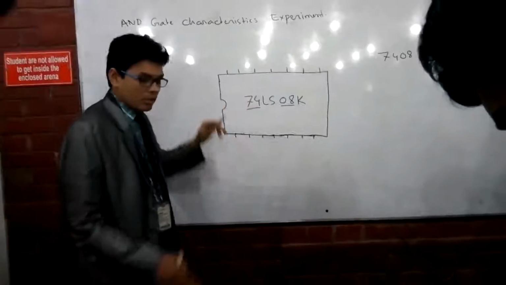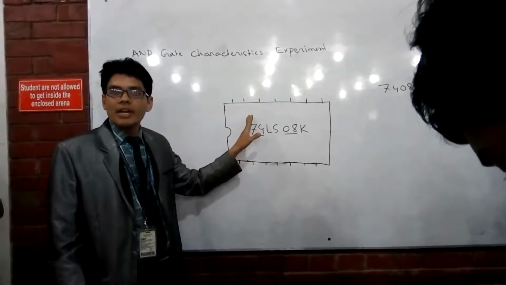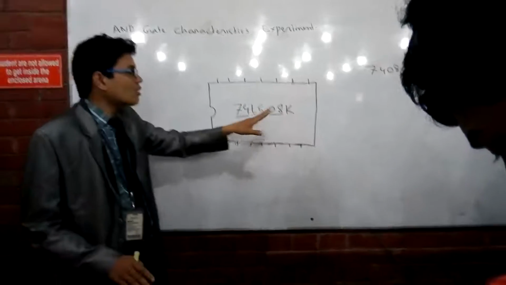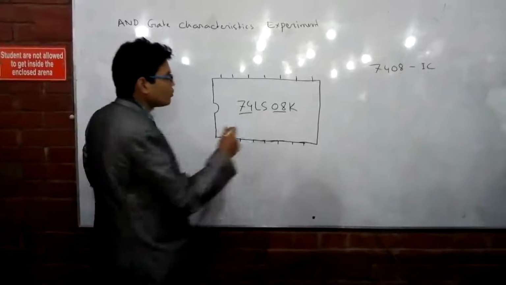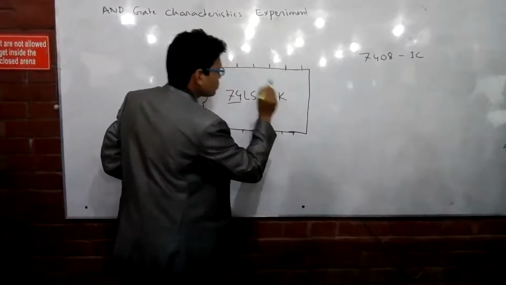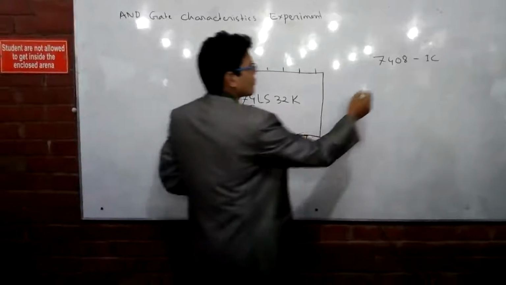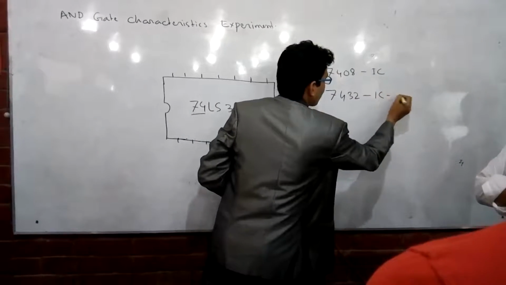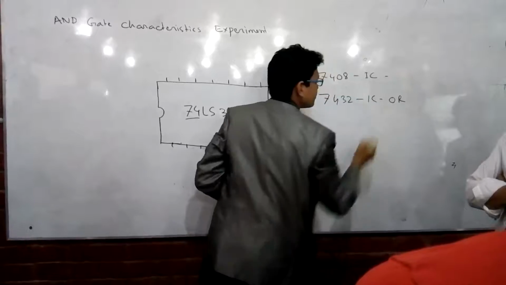Now, numbering of an IC is really easy, just numeric values. If it is an OR gate IC, then it would have been 7432. This time the number would have been 7432 IC, which stands for OR gate.